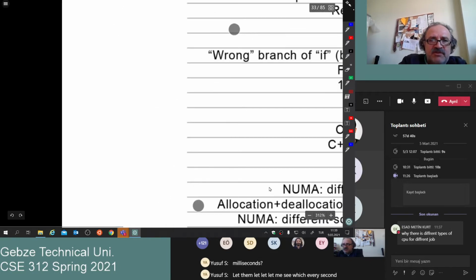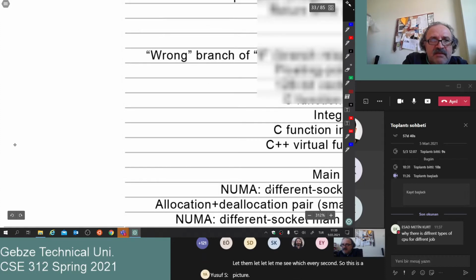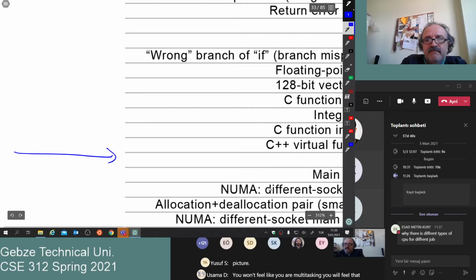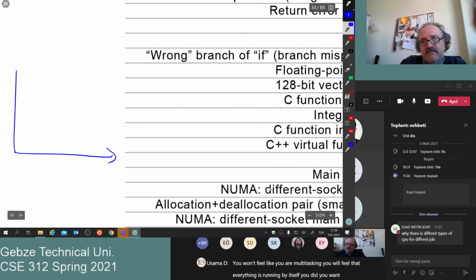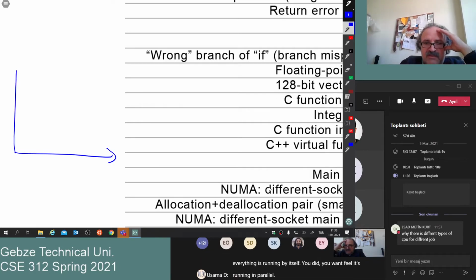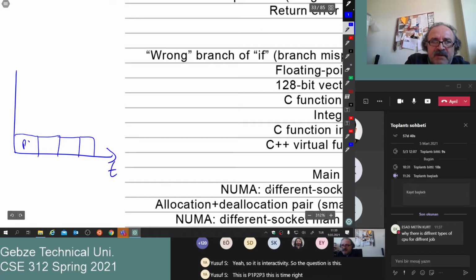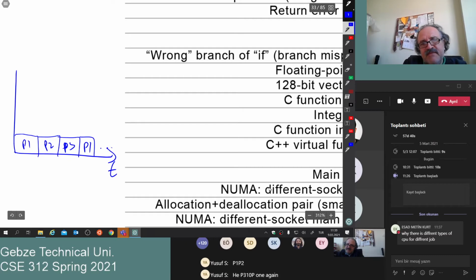So this is the picture. You won't feel like you are multitasking. You will feel that everything is running by itself. You won't feel it's running in parallel. Yeah, so it is interactivity. So the question is this. This is P1, P2, P3. This is time, right? P1, P2, P3, then P1 again, and it goes like that. So I am sharing my CPU between these three processes.